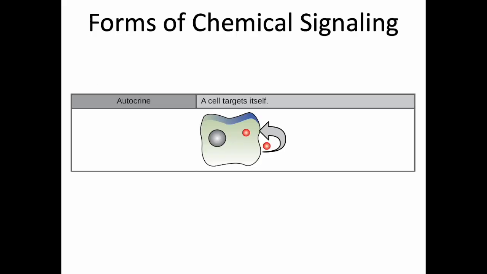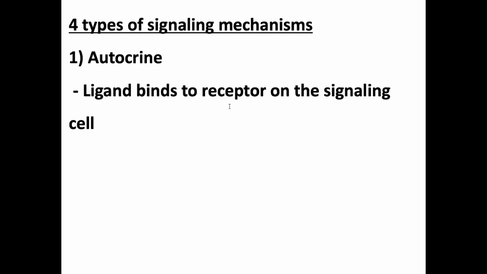So one of these is called autocrine signaling. Let's take a look at this before I write anything down. Cell talks to itself. Just like you could hear the sound of your own voice, cells can send out ligands and receive that message themselves as well. So autocrine signaling is very simply when the ligand binds to a receptor on the cell that sent it out, on the signaling cell.